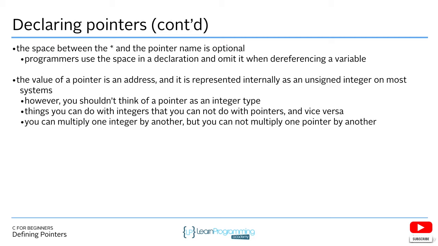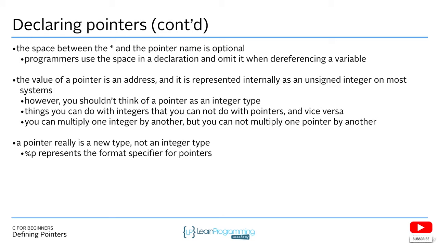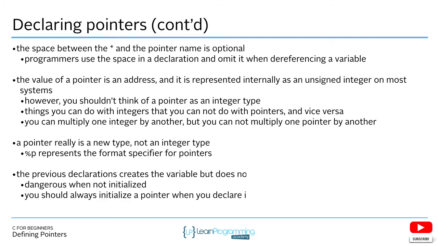So even though if you try to print it out, it's going to look like a hexadecimal number, it doesn't mean you can treat it like an integer. You can multiply one integer by another, for example, but you cannot multiply one pointer by another. A pointer really is a new type. It's not an integer type. The %p represents the format specifier for pointers. I'm going to go through displaying the different data for a pointer, and we'll see how that's used.